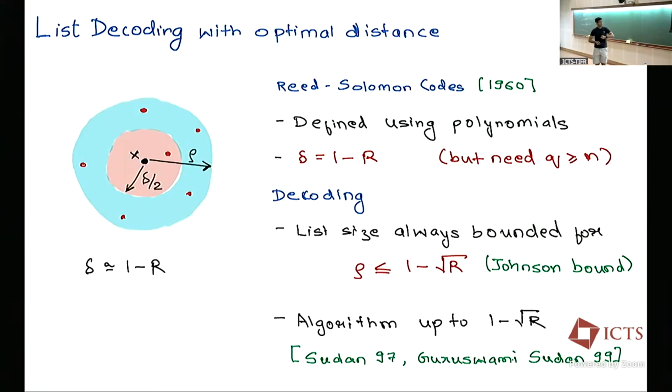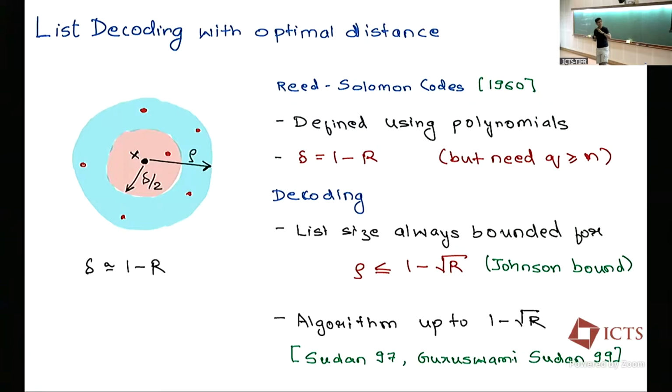In terms of list decoding, there is a slightly smaller bound than 1 minus r, which is 1 minus root r, known as the Johnson bound, where we know that the list size is always bounded. But algorithmically, it's still very non-trivial. In fact, some of the foundational works in algorithmic list decoding by Madhu and Venkat gave optimal list decoding algorithms up to the Johnson bound for these Reed-Solomon codes.